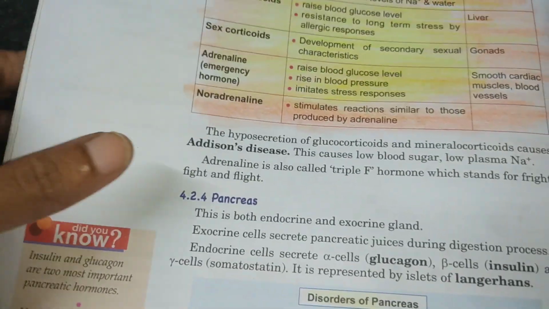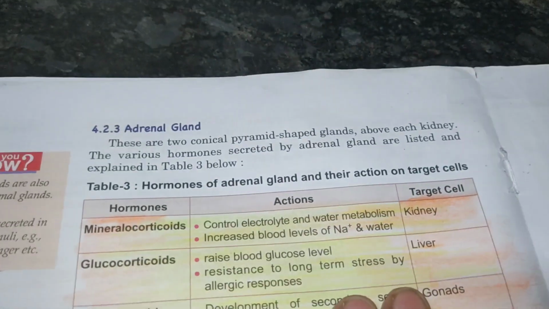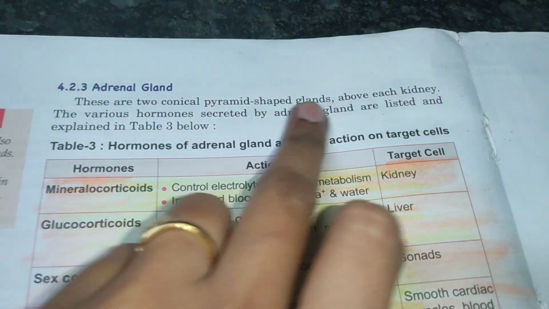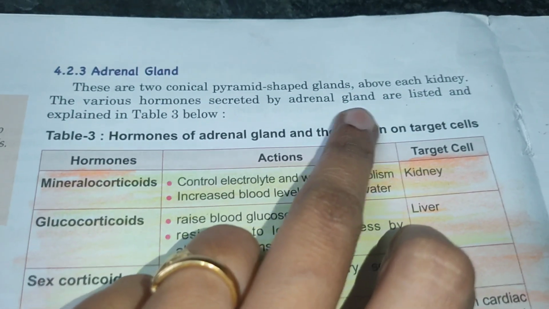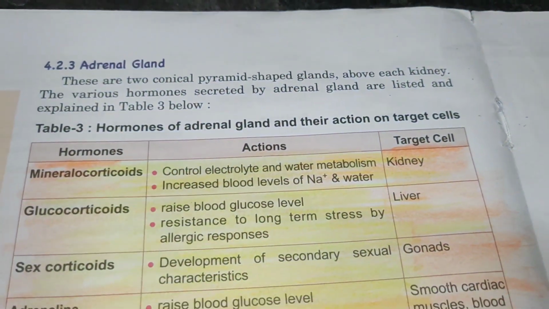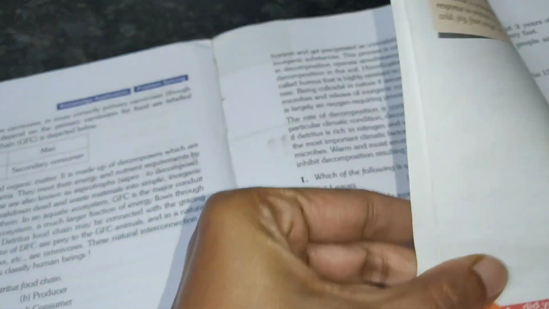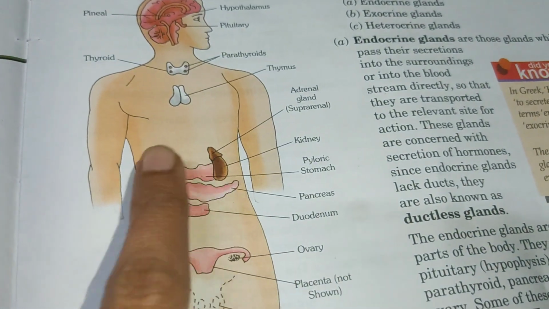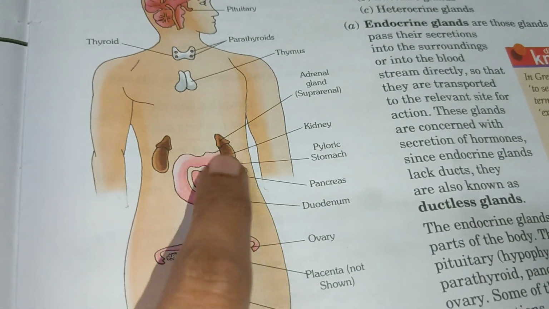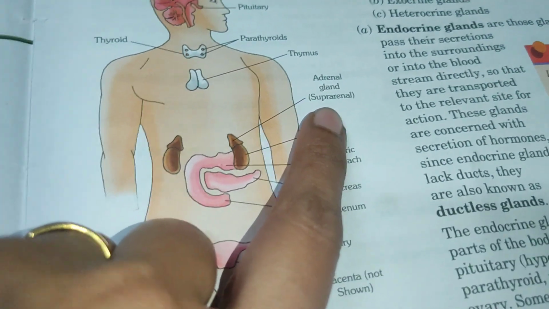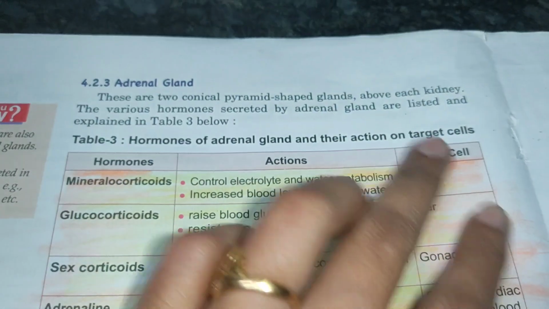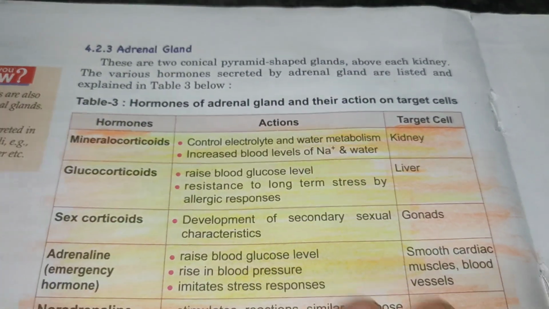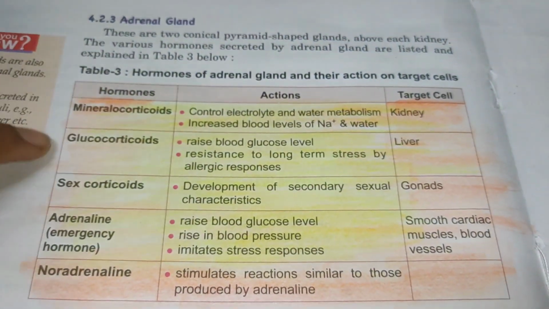Then next is the adrenal glands. There are two conical pyramid shaped glands above each kidney. They are called adrenal glands or suprarenal glands. So what are the hormones produced by the adrenal glands? Let's see.